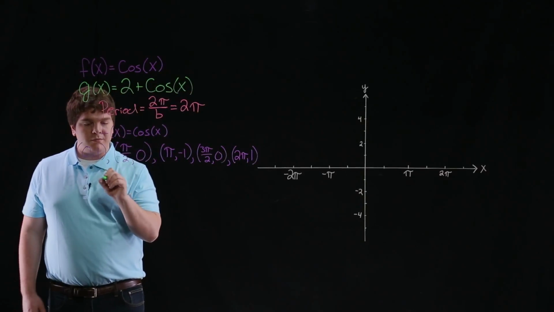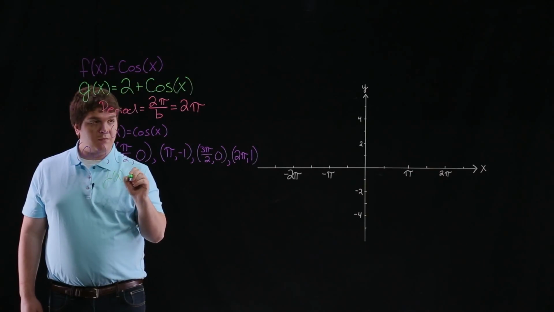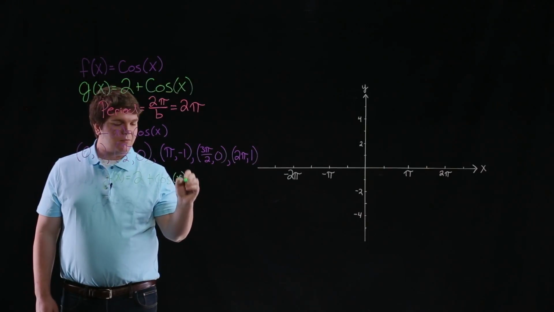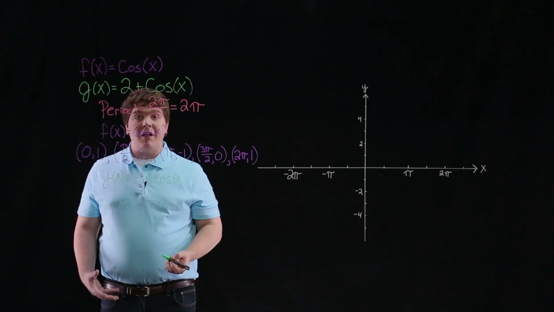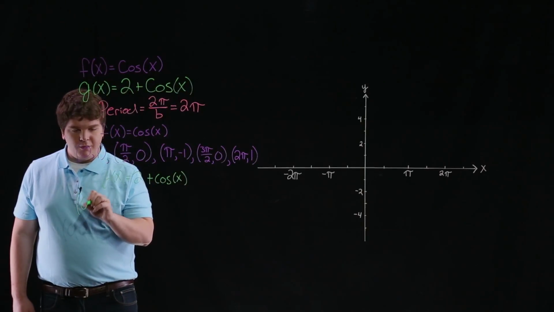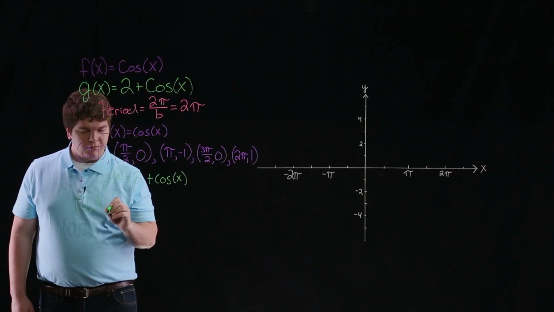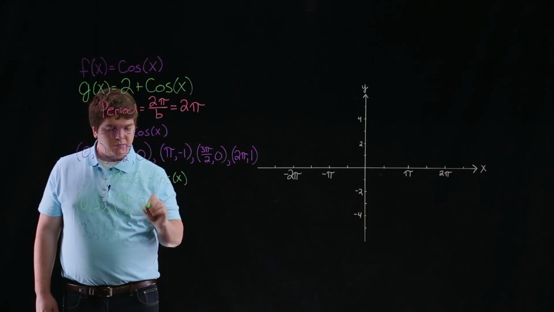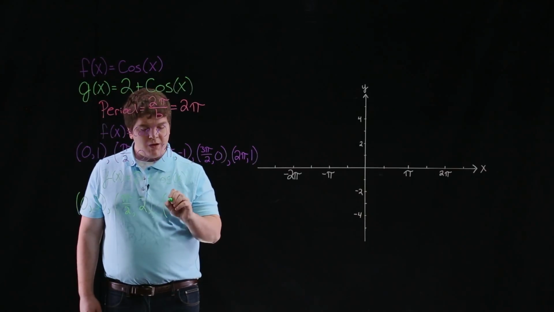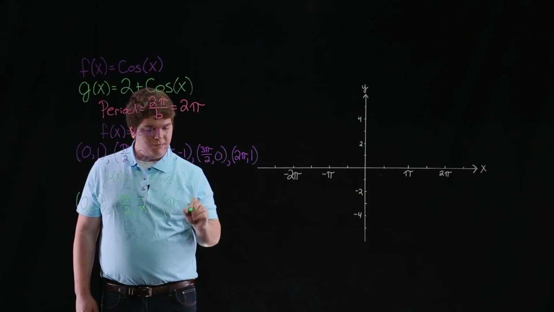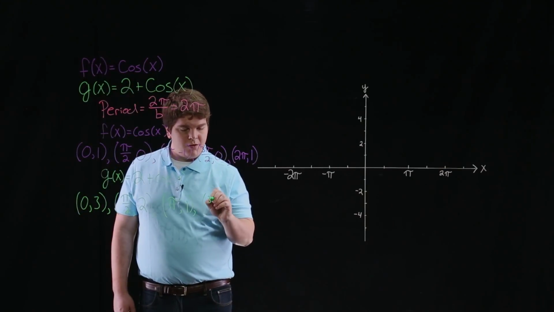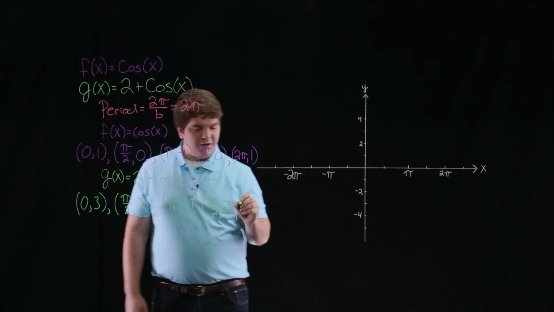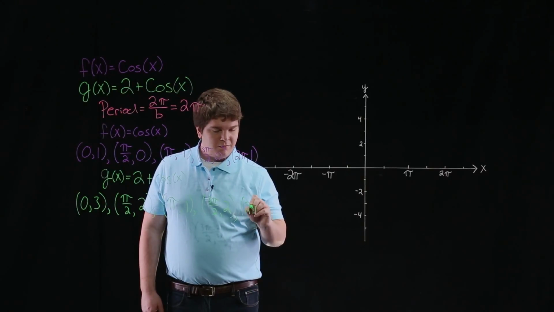And for g of x equals 2 plus cosine of x, our 5 key points are the points 0, 3; pi over 2, 2; pi, 1; 3 pi divided by 2, 2; and finally 2 pi, 3.